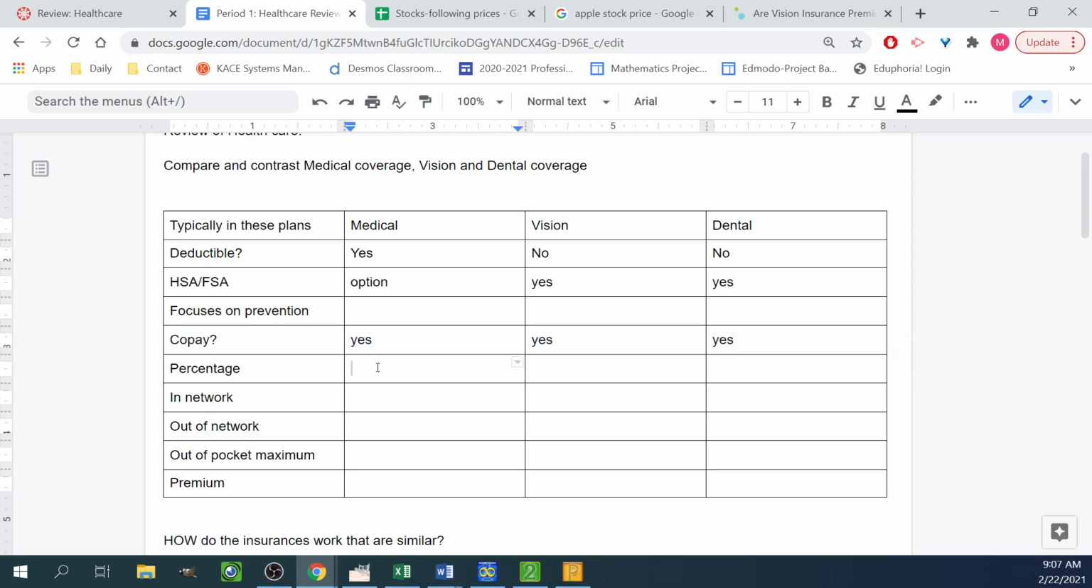Is medical bills based on percentage or is it based on a dollar amount? Both, so we put yes. If I say percentage here, let me say slash dollar. Maybe that'll make it clearer. It's on both for this. Vision is purely based on dollar.